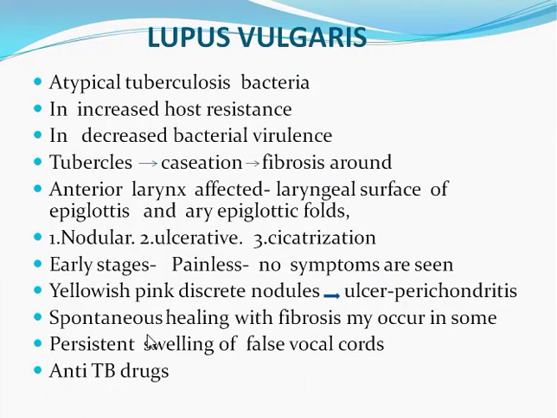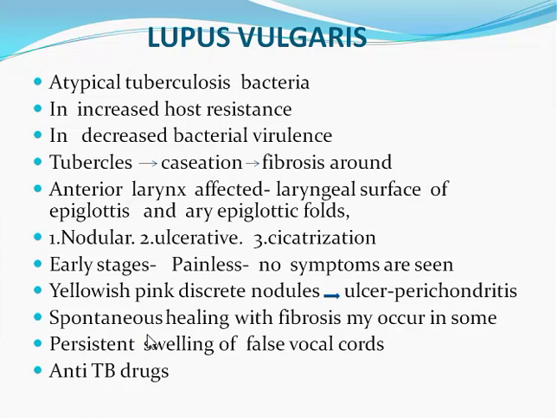There is one condition called lupus vulgaris. It is due to atypical tuberculosis bacteria. This condition will be precipitated where there is an increased host strength and a decreased bacterial virulence. Here the tubercles are formed, they go into caseation, with fibrosis around these tubercles. Mostly the anterior larynx is affected here: the laryngeal surface of the epiglottis and the aryepiglottic folds, unlike regular tuberculosis, which mostly affects the posterior surface.